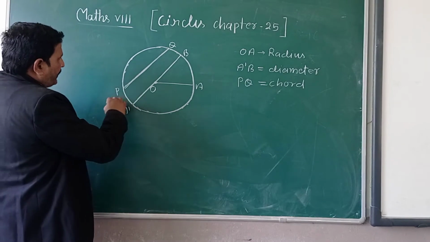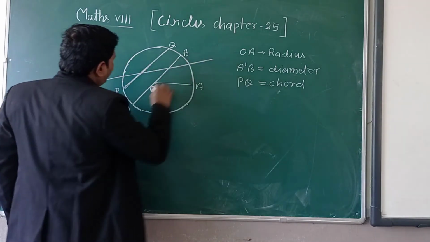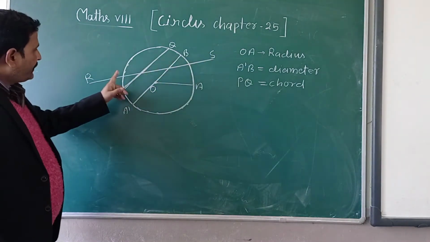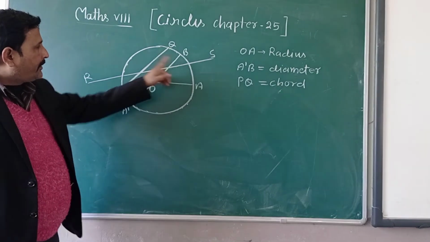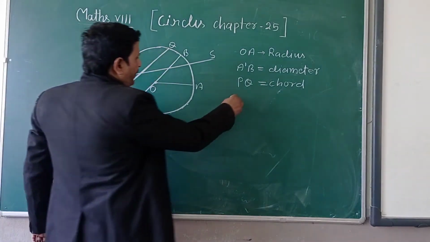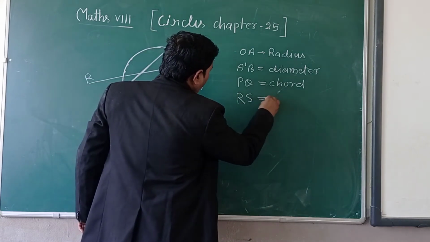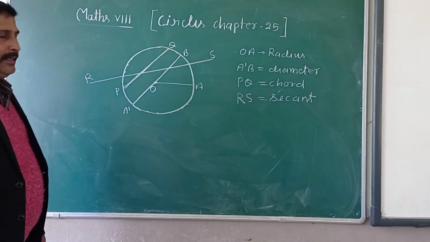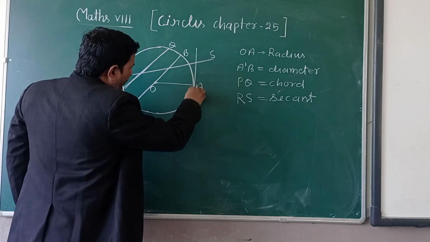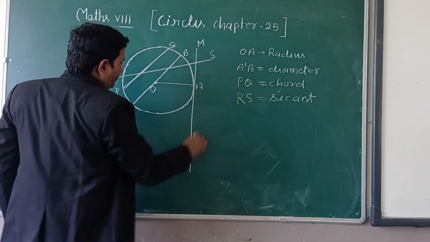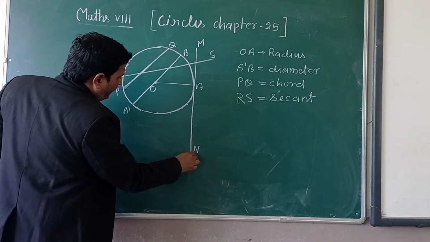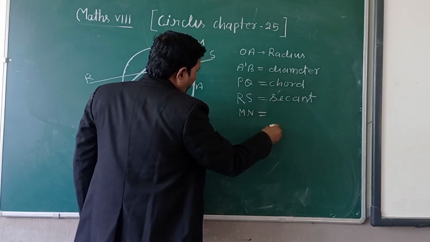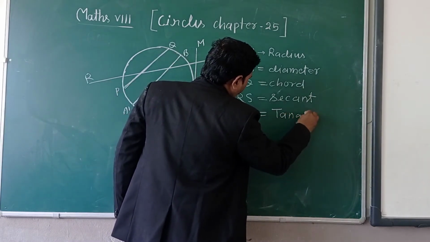Any line that just crosses the circle at 2 points, RS. That line crosses the circle and touches the circle at 2 points on the circumference. This line RS is known as a secant. Now, any line which just touches the circle at 1 point, that line is known as a tangent of the circle. Tangent.